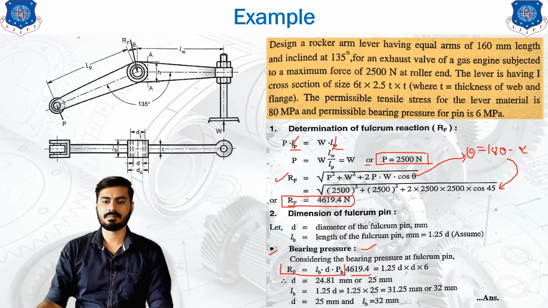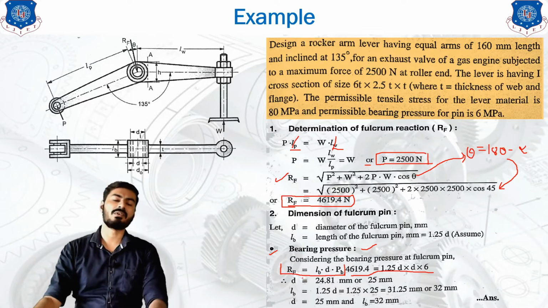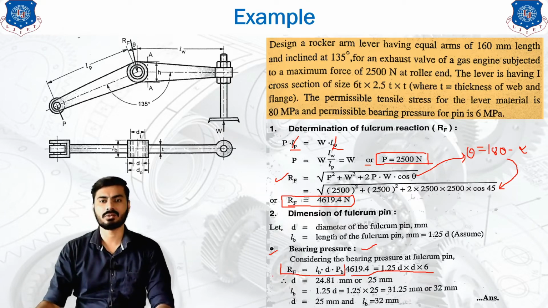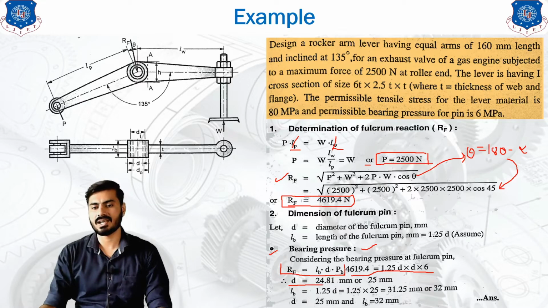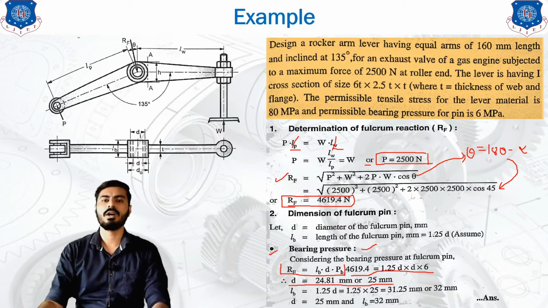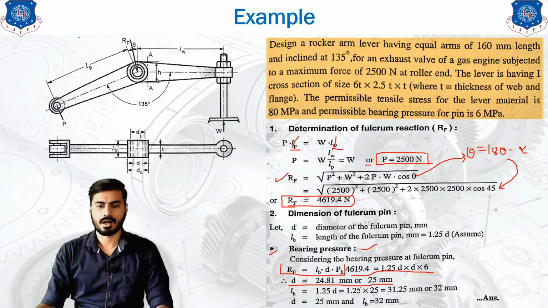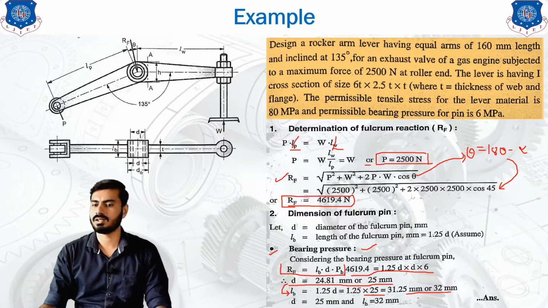Now if you simply add each and every value, you will find that only one unknown is required to be calculated, that is D. So when you make D the subject and calculate the rest of the values, you will get the answer of 25 mm. Now based on D you can calculate the LB, and LB is calculated as 32 mm. So D and LB are calculated in this particular step.